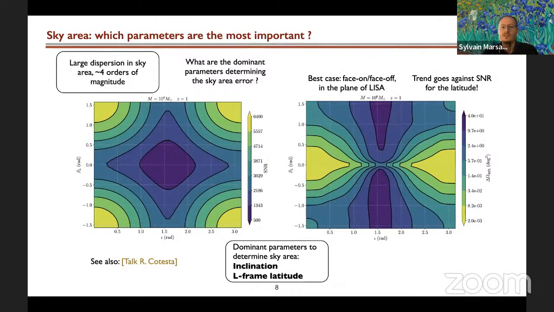What's interesting is to look at what the most important parameters are in determining this variation. And we found that this is essentially inclination and latitude in the LISA frame. So here you can see on the left the signal to noise ratio, on the right the sky localization, taking just a reference system, 10 to the 6 solar masses at redshift one, and varying inclination and beta L, this latitude parameter. And you can see on the right that these two parameters together can generate four orders of magnitude variation. And you can see that also the trend goes against the trend for signal to noise ratio for the latitude.